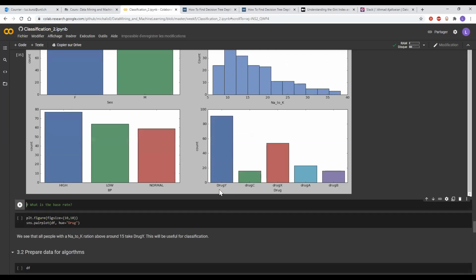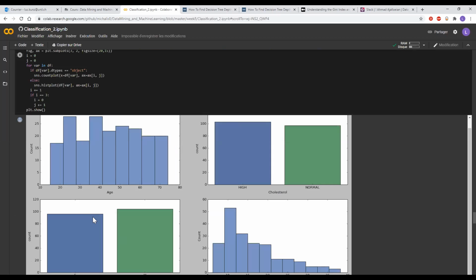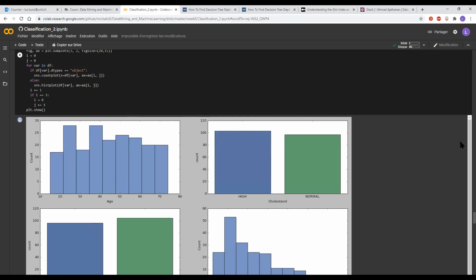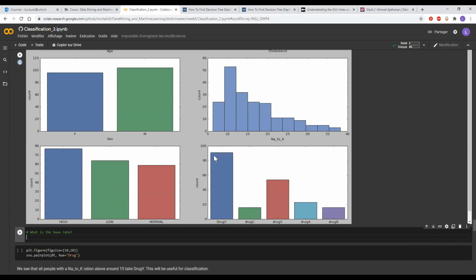So a question for you, this should be easy now. We did this a lot of times. What is the base rate in this case? If someone wants to write it in the chat, how to compute it? So basically the base rate is what you would obtain without an algorithm. So that's the prior probability of the most common class, this one. So it is around 90 something divided by 200, because you would classify everything in this class if you didn't have any algorithm, to have the greatest probability to be correct.